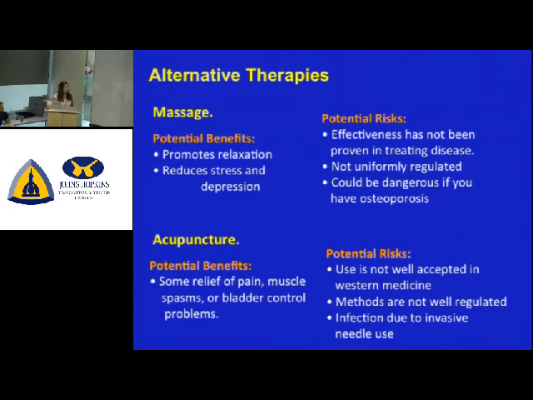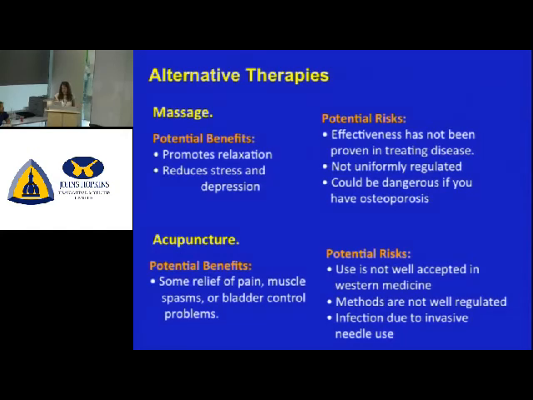Another type of alternative therapy is acupuncture. Again, it has been shown in many studies to have relief of pain, muscle spasms, or bladder control, but again, not in a very controlled setting. So we don't know what the dose is. We don't know exactly where the acupuncture needs to be to make it effective. But many cultures use this as their regular rehabilitation.